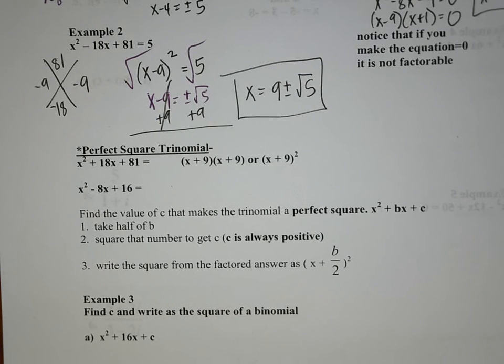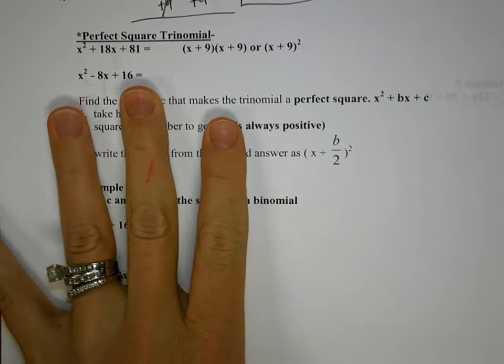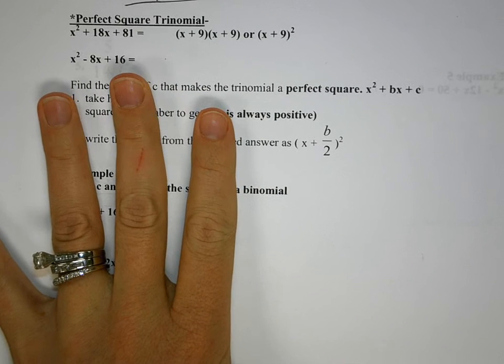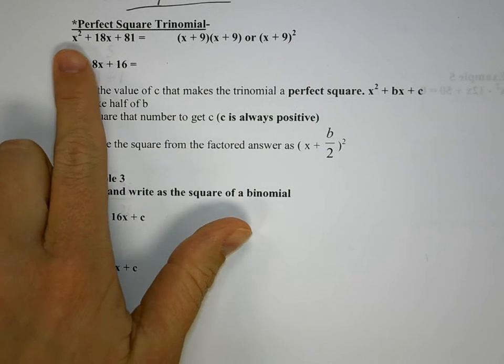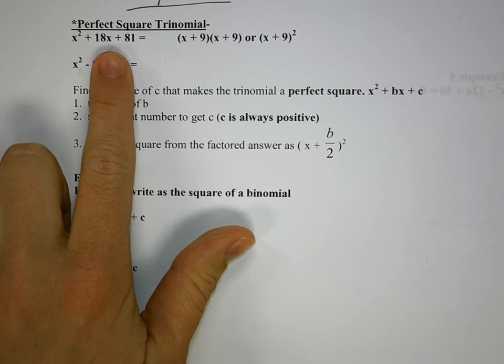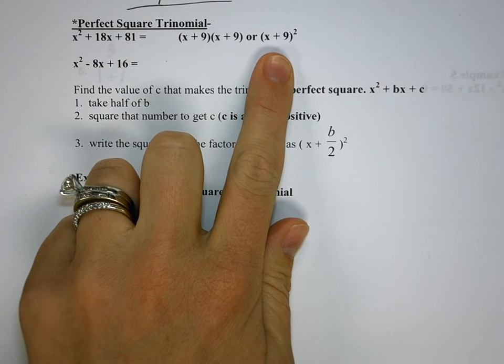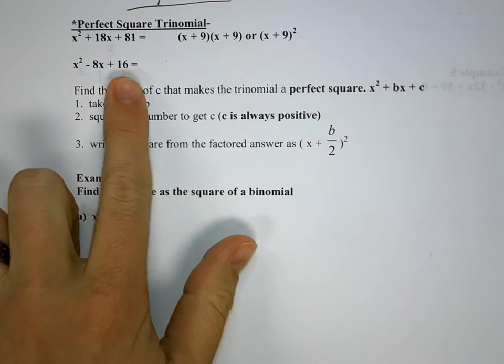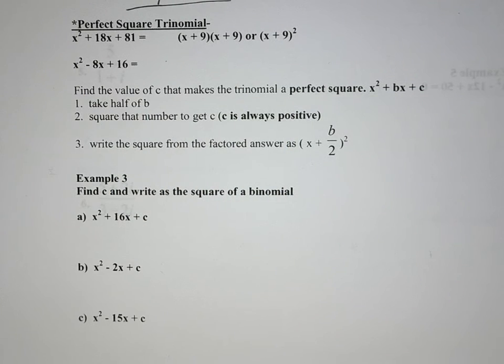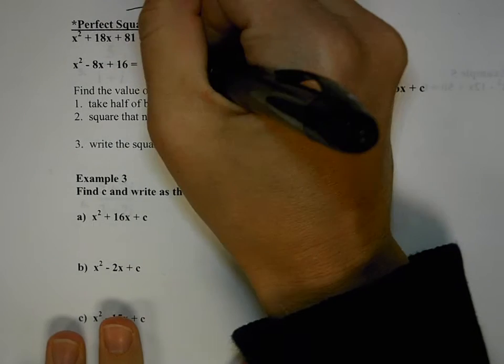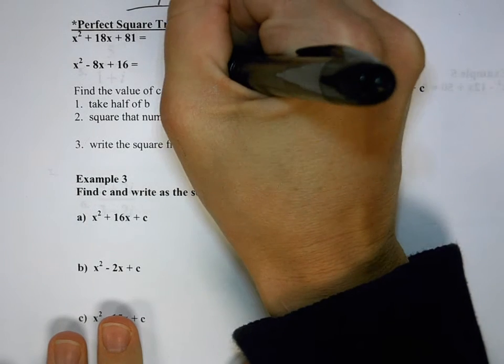All right. So going further here, a perfect square trinomial. Trinomials, remember, are 3 terms. So a perfect square trinomial is where you can factor it and you get a square, x plus 9 squared. So this one would factor to end up being what as a square? Good. X minus 4 squared.